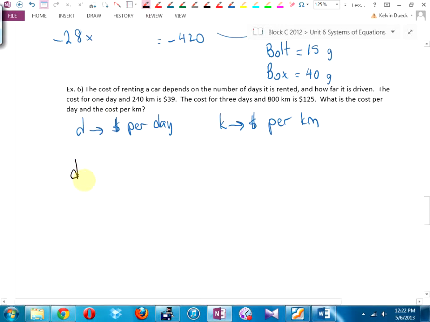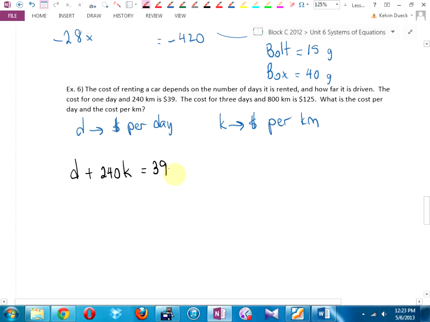Keep reading. And stop. Plus, right? Keep reading. 240 kilometers. Stop. 240K. 240K? I think that's, yeah. 240 of those. Yeah. Keep reading. Is, stop. Equals what? 39.